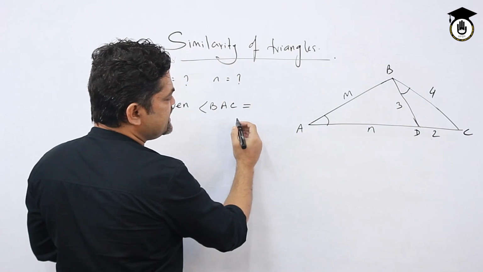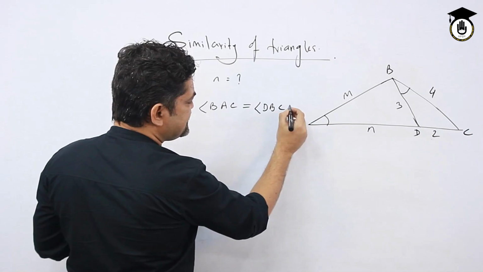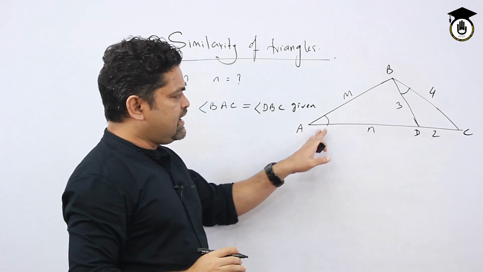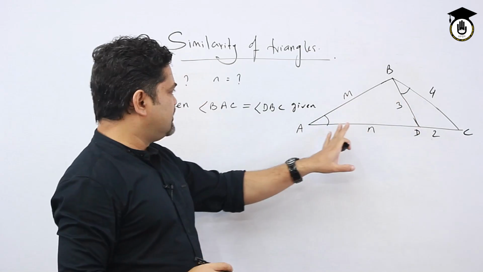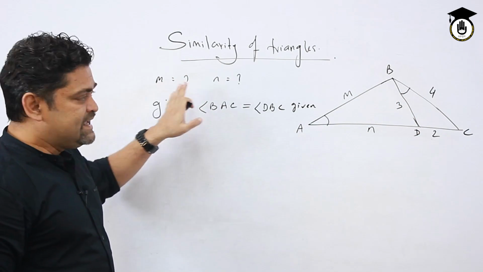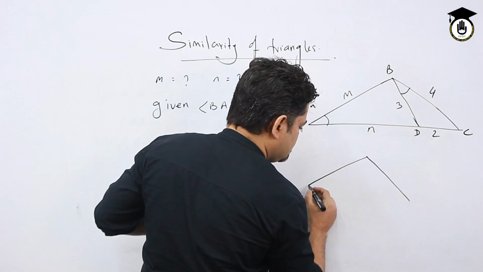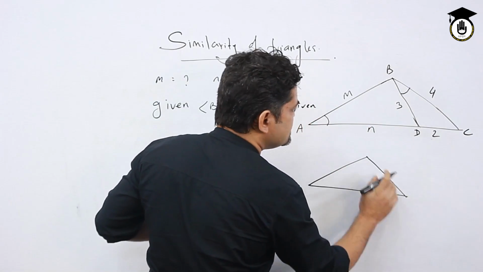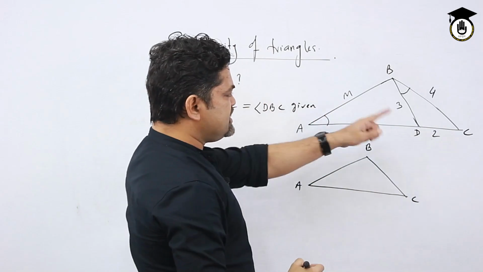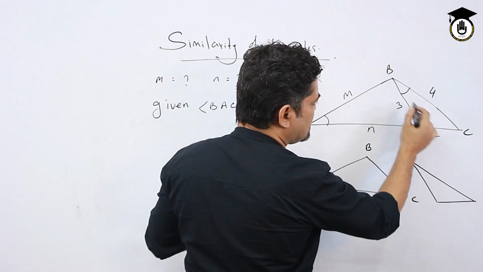Here, according to the question, angle BAC and angle DBC are given equal. Angle A and angle B are equal, it's given. And what do we have to find here? We have to find M and N. As I said before, to make it easier, I will draw this triangle into two parts: one is the bigger triangle and the other is the smaller triangle.